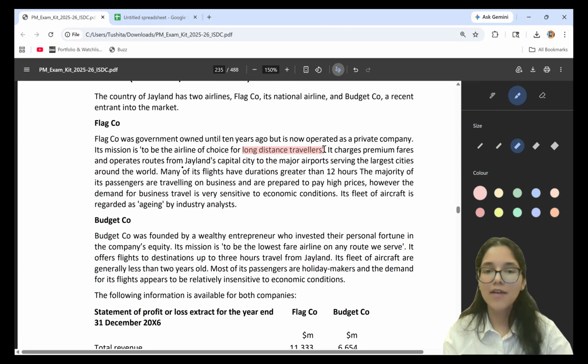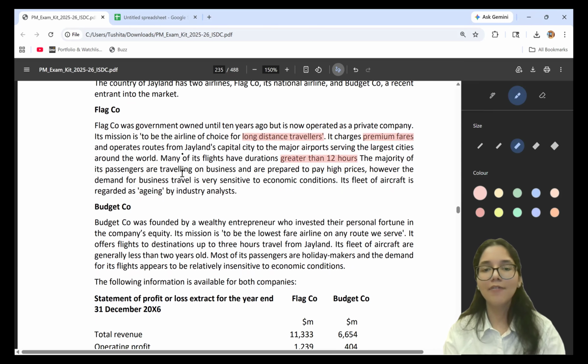Okay. So the very first thing that I would like to highlight is they want to go for the long distance travelers. Another thing is they are charging premium fares and they are operating routes from the country's capital city to the major airports serving the largest cities around the world. Many of its flights have a duration greater than 12 hours. The majority of its passengers are traveling on business and they are prepared to pay high prices.